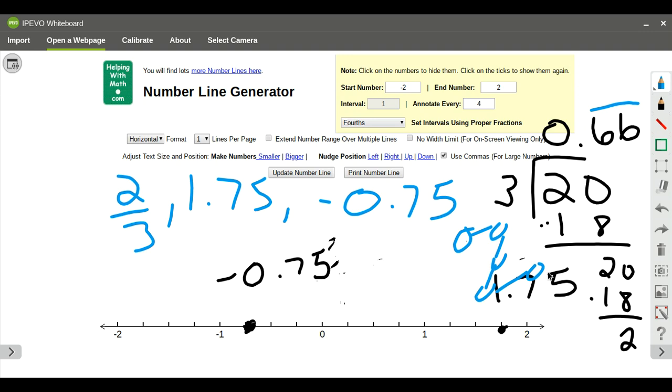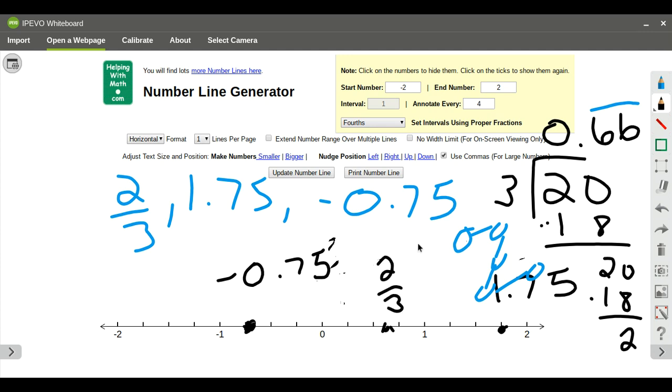So I have 66 hundredths. So 66 hundredths is going to be in between my half mark and my 75 hundredths mark. So I'm just going to go ahead and mark it. But when I label it, I'm going to label it 2 thirds.